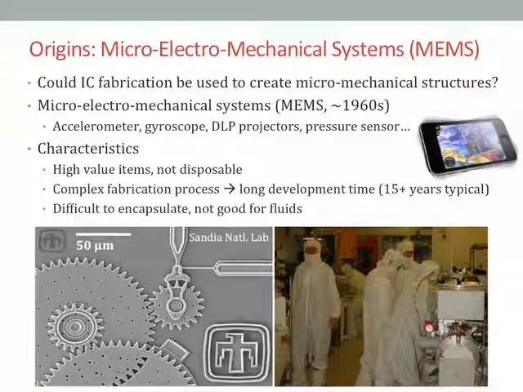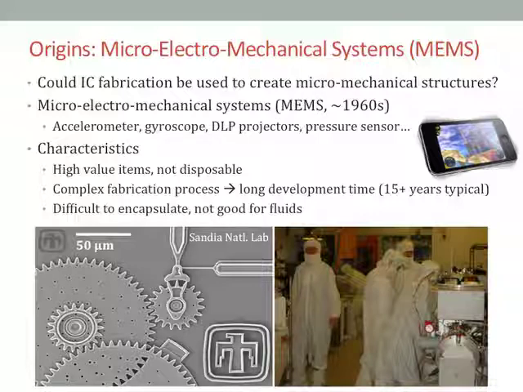And actually the thing that really saved this whole technology, the MEMS technology, is smartphones. Because every smartphone has an accelerometer in it now that tells you which side is up and whether you're moving or not. And so once again, the characteristics of MEMS, which is basically a cousin of the original integrated circuit microfabrication, is it's a high value item. It's not really disposable, which is not good for biological processes.